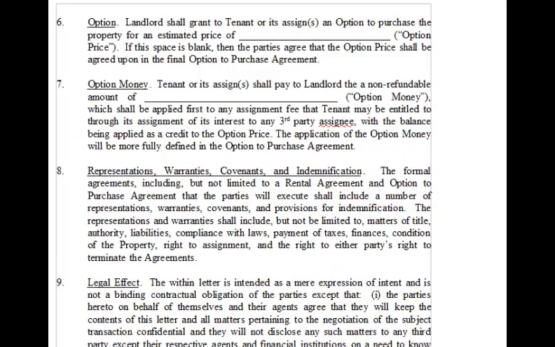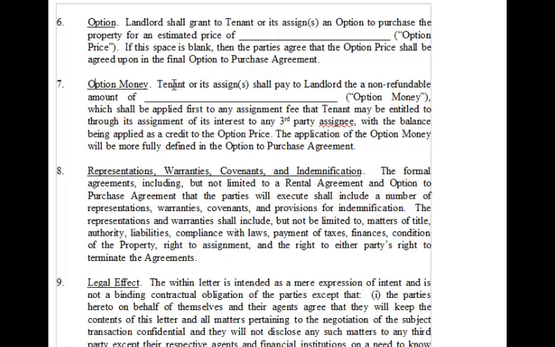Here's the option information. Landlord shall grant to the tenant and or its assigns, so that's going to be our company, an option to purchase the property for an estimated price of, and we're going to put in a price in here. Okay, that's the option price. If this space is blank, then the parties agree that the option price shall be agreed upon in the final option of purchase agreement. Let's say that we want to have the exercise price as new appraisal. Well, I would leave this blank and we'll have the attorney handle that. But the option price will be at new appraisal.